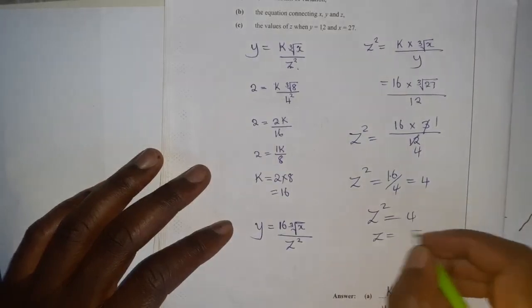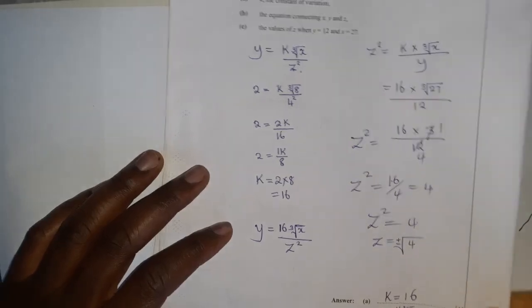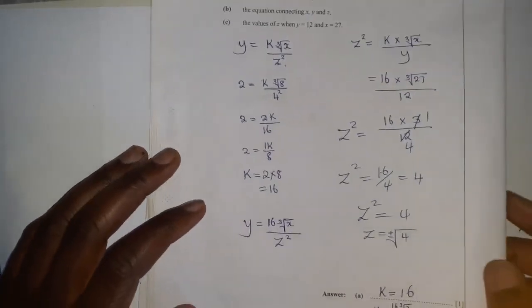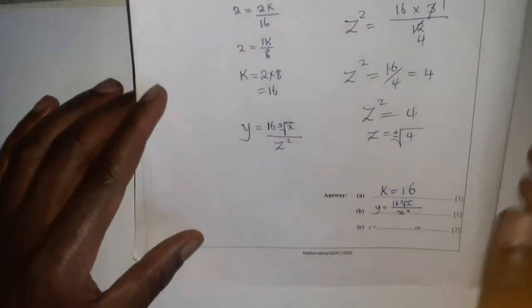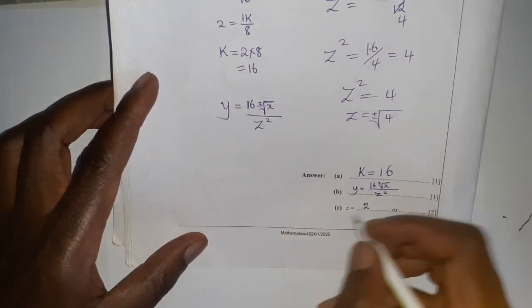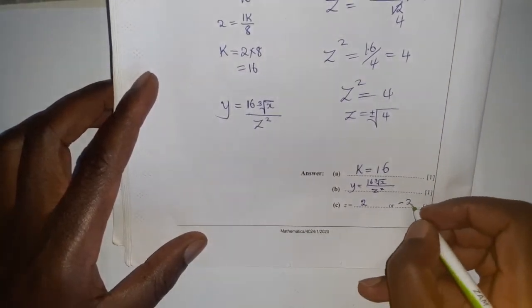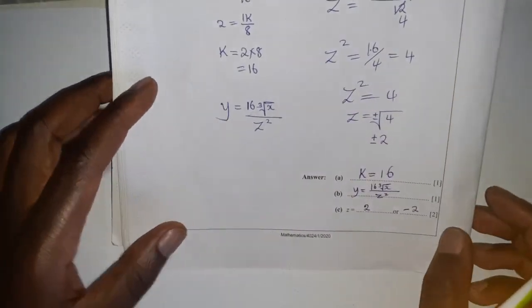And z is equal to the square root of 4. And you know that a square root always produces two values, a negative and a positive. So here we have z is equal to positive 2 or negative 2. Positive or negative 2 here. That's what we are getting.